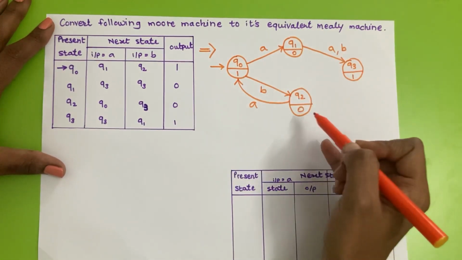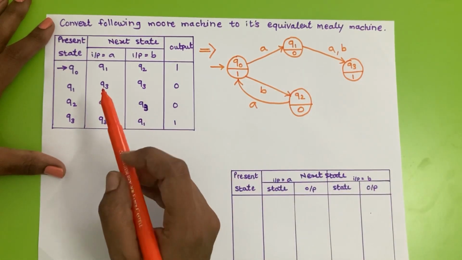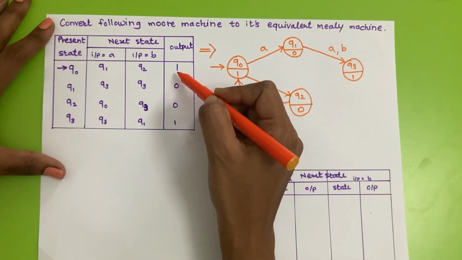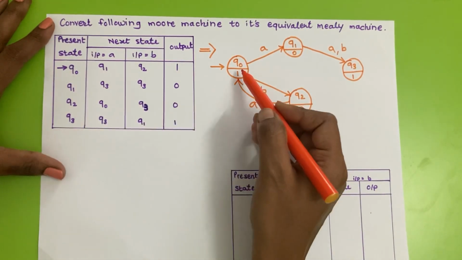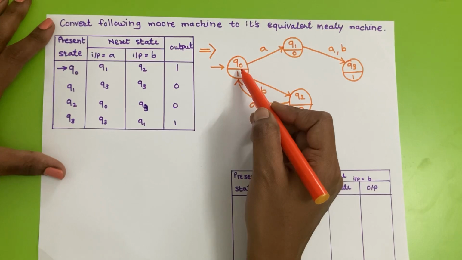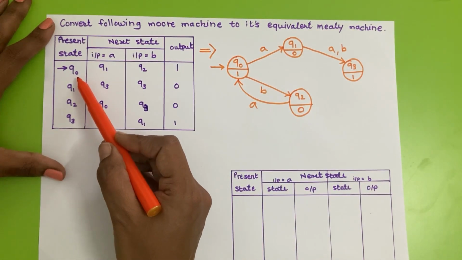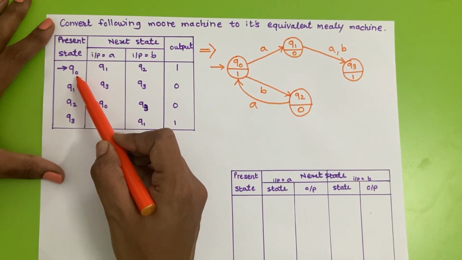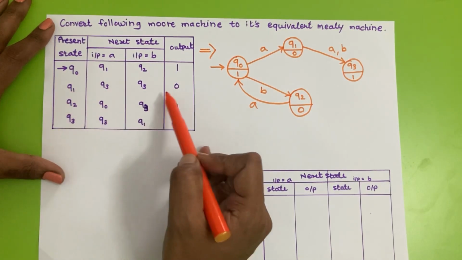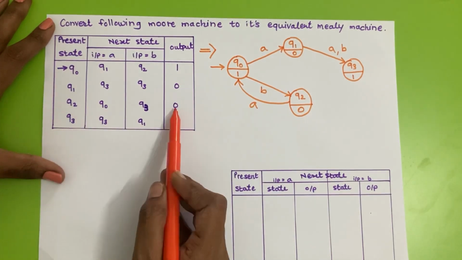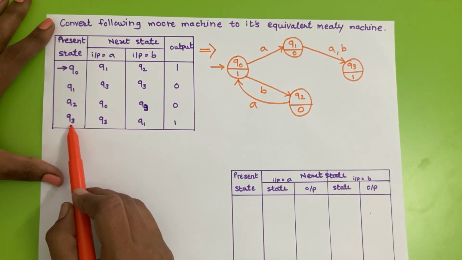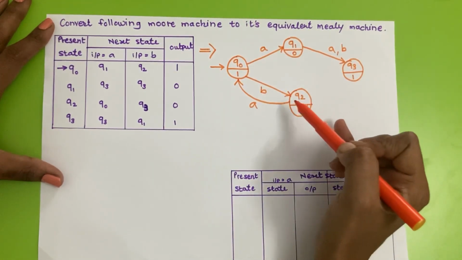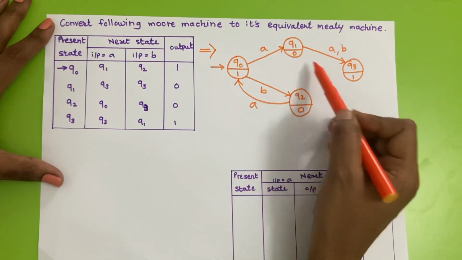I have already drawn half of the diagram. We know that in a Moore machine, all the output symbols are written in the state name itself. So I have taken the 4 states as mentioned in the table: Q0 with output symbol 1, Q1 with output symbol 0, Q2 with output symbol 0, and again Q3 with output symbol 1. So I have drawn the 4 states with their output symbols.